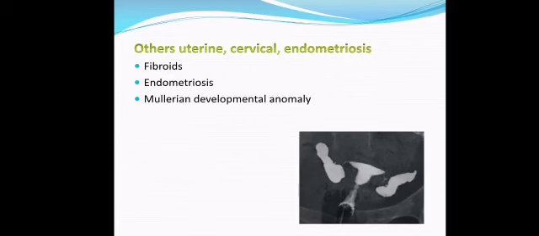There can be endometriosis, a pathology in the peritoneum, and Mullerian developmental structural anomalies. There can be a septum in the vagina, and the sperm wouldn't get any way towards the uterine cavity and all the way to the tubes. So these are the different causes which can cause infertility.